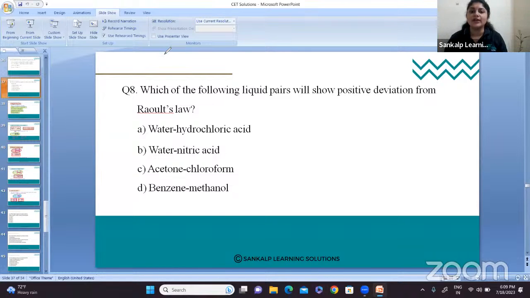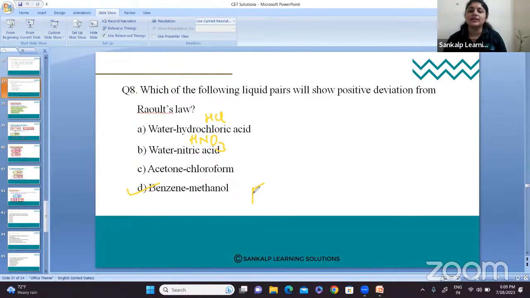Which of the following liquid pairs will show positive deviation from Raoult's law? A, water and hydrochloric acid, HCl. B, water and nitric acid, HNO3. C, acetone and chloroform. And D, benzene and methanol. Out of these four, the one pair which shows positive deviation is D, that is benzene and methanol.